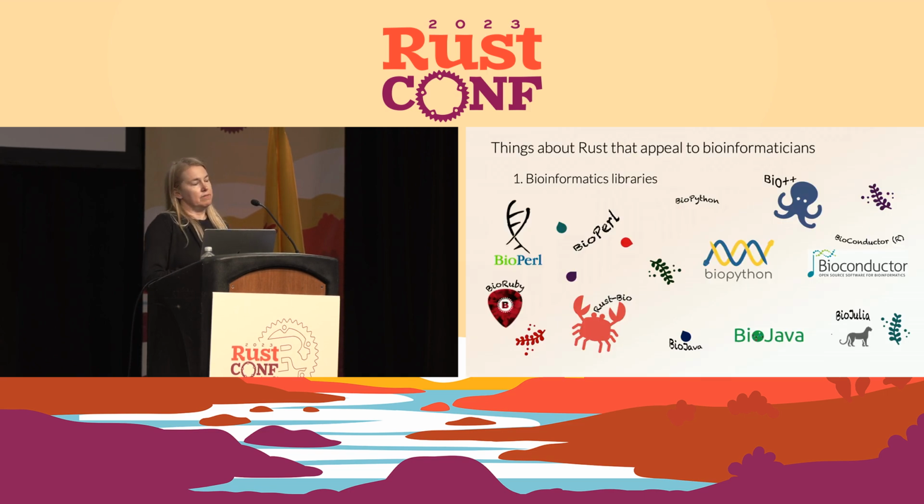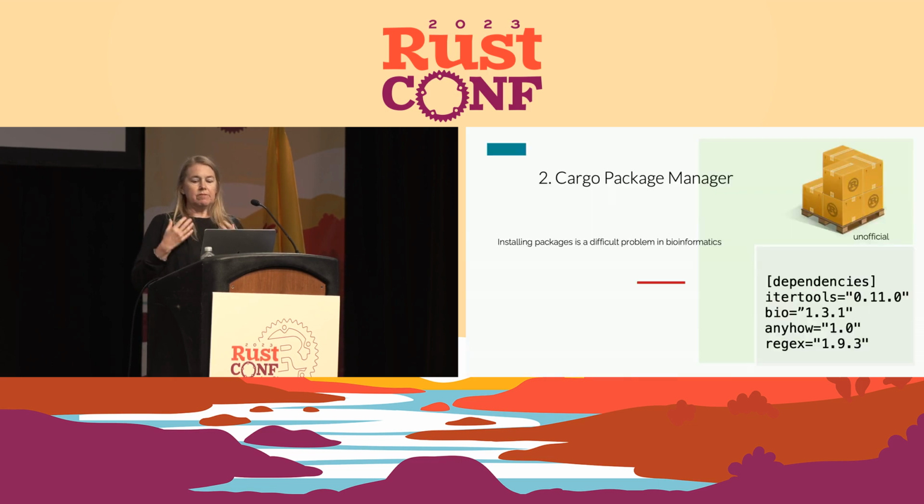And there's some things about Rust that really appeal to bioinformaticians. So we like bioinformatics libraries to carry out our very common tasks that we have to do. And there is Rust Bio. We really like cargo because installing packages is a horrible bioinformatics problem. We aren't really IT specialists, so installing is relatively difficult anyway, and quite a lot of people don't even have admin rights. Most of our tools have a lot of dependencies, which each have a lot of versions, and the version can be really important.